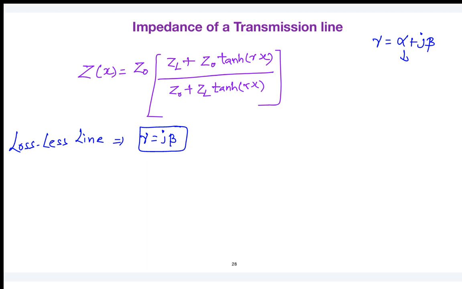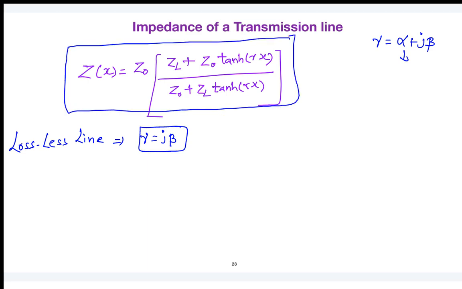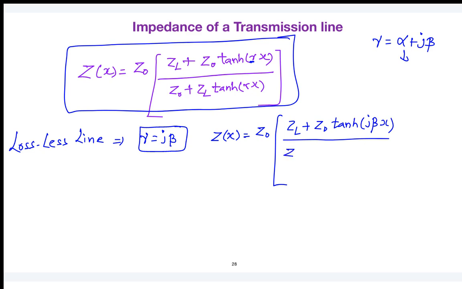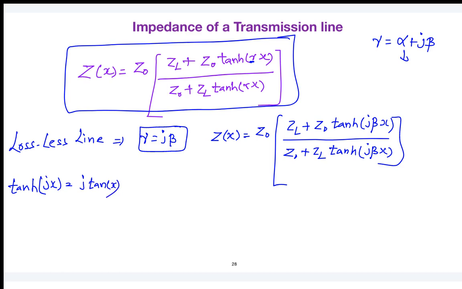So in this equation, if I substitute gamma equal to j beta, let me write what you are going to get: Z naught into ZL plus Z naught tanh of j beta x, by Z naught plus ZL tanh of j beta x. So we know the hyperbolic functions: tanh of jx is equal to j tan x. If you remember that, what are you going to get?